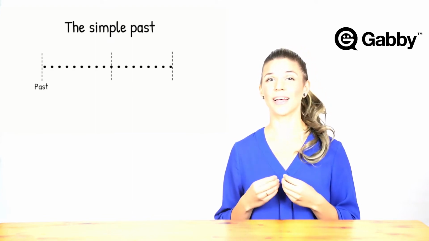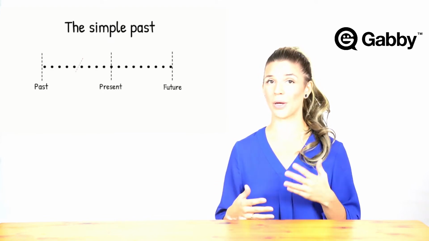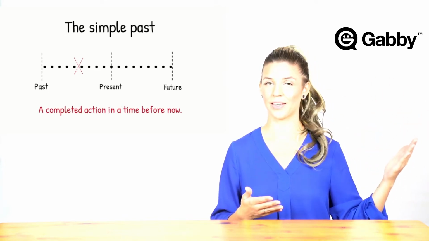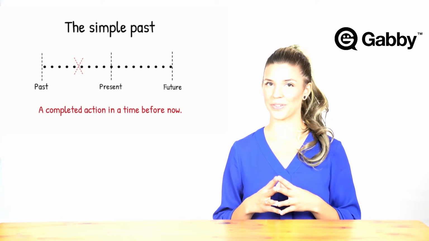In this video, we will be looking at the simple past verb tense. The simple past verb tense is used to talk about a completed action in a time before now. Let's look at some examples.